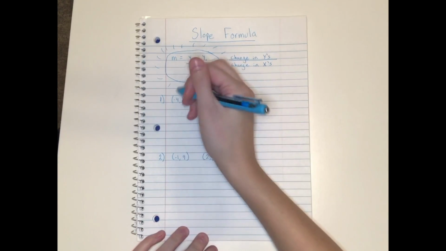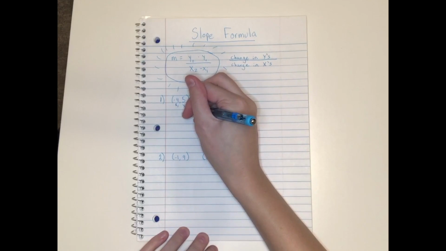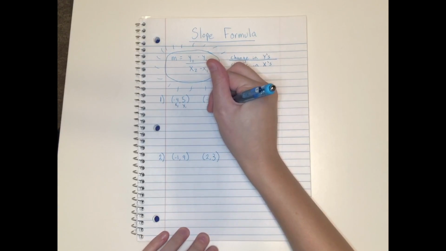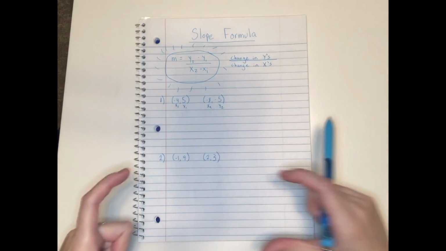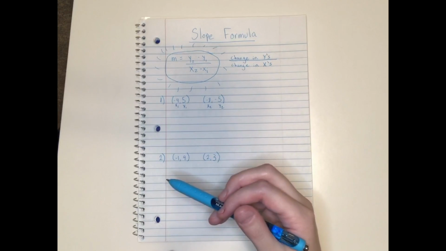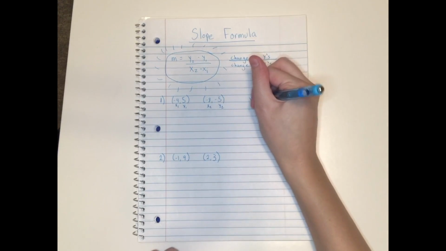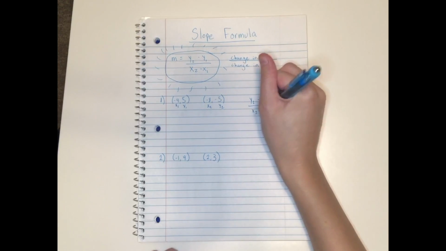So what we're going to do first, we go through and we're going to label them. Since this is the first set, this is going to be x1, y1. Since this is the second set, this is going to be x2, y2. And of course, anytime you put it in a solution set like that, it's always x then y. So now that we have it labeled, we're just going to plug it into our formula, which is y2 minus y1 over x2 minus x1.